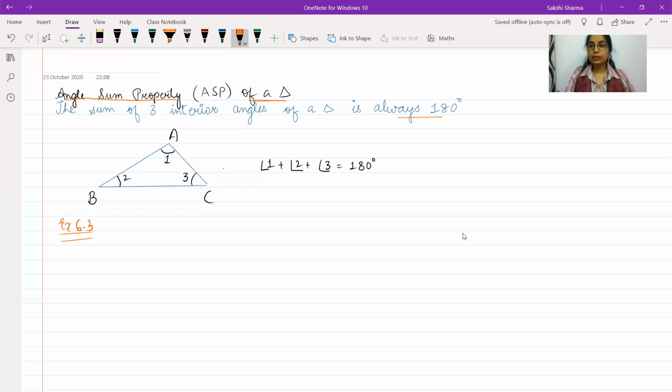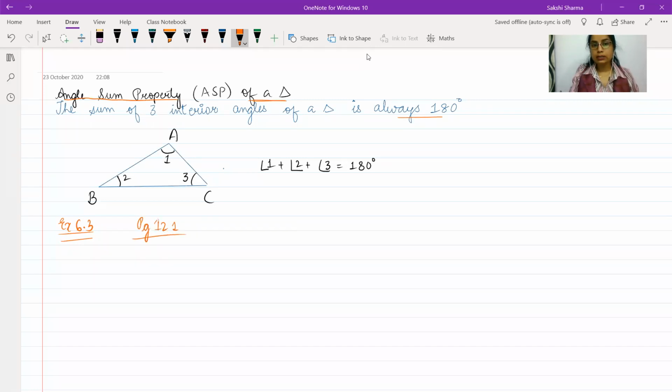So I have a triangle ABC here. What I have done is I have marked the three angles as 1, 2, and 3. If we add the measures of angle number 1, angle number 2, and angle number 3, the sum will always be 180 degrees. So this is the property we will be using in exercise 6.3. It's on page number 121.